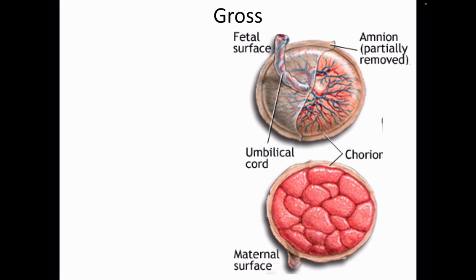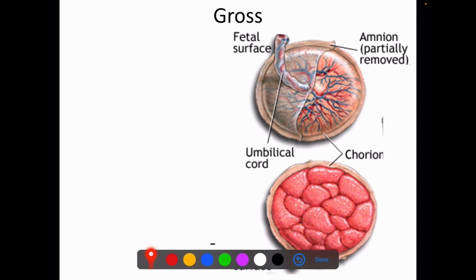When we study on gross, we can see fetal surface. This is the fetal surface and this is the maternal surface. On the fetal surface, when we see at the periphery, we can see membranes. Okay, these are the part of the membrane is removed. You can see attachment of the umbilical cord and you can see the fetal blood vessels. So this is fetal surface. Then on the maternal surface, we can see number of these areas. These are called as cotyledons. Okay, these are cotyledons. So now what is placenta?